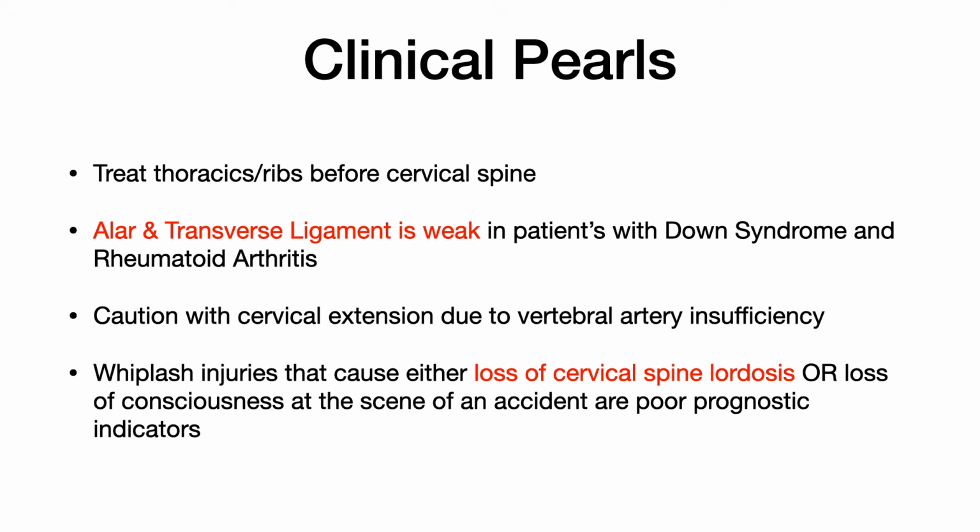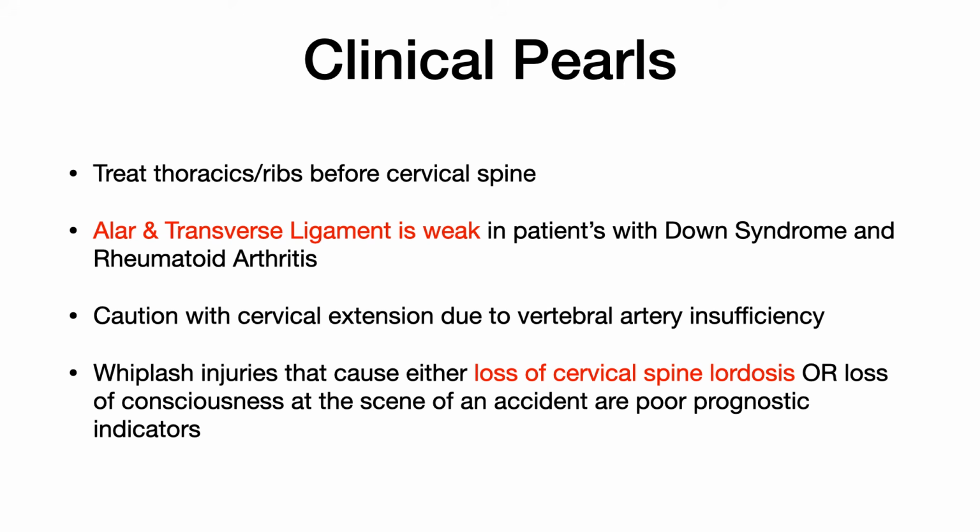1. Always treat thoracics or ribs before the cervical spine. Oftentimes, somatic dysfunction or musculoskeletal pathology just in general can originate in the thoracic or rib area and cause radiation up into the cervical spine. So you want to treat the thoracics first.